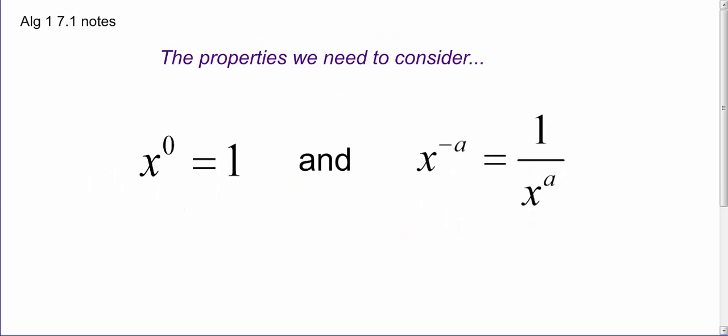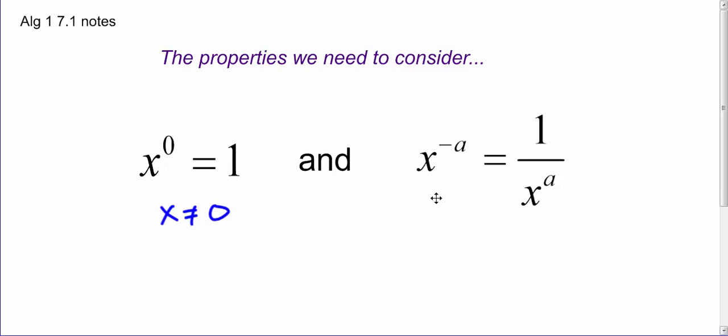Now here are two of the big ones. x to the 0, any number x to the 0 power is equal to 1. I should point out there's one exception to this. x cannot equal 0. You end up with weird stuff going on there. So we will not have that happen.